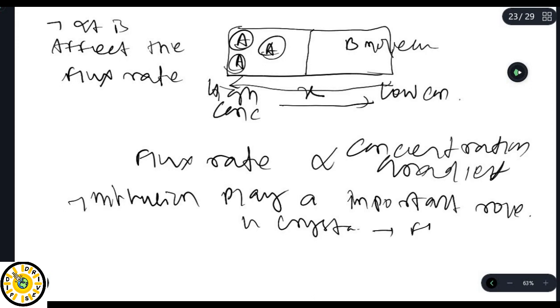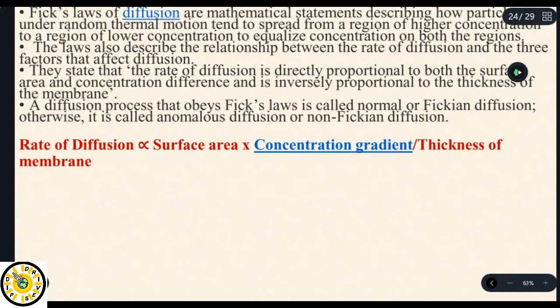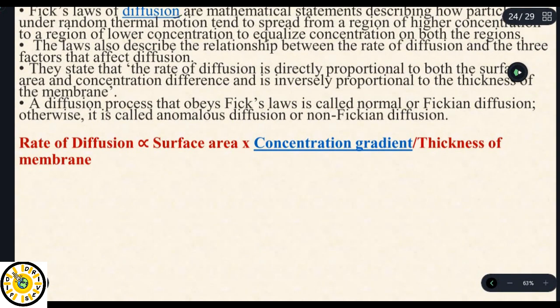ठीक है, let's tell about the Fick's law. Okay, Fick's law of diffusion is a mathematical statement describing how particles under random thermal motion tend to spread from a region of higher concentration to a region of lower concentration, and to equalize the concentration of both regions.